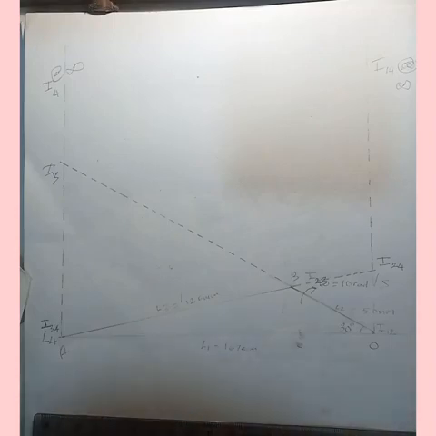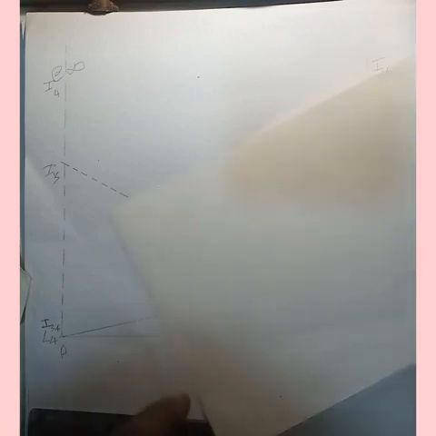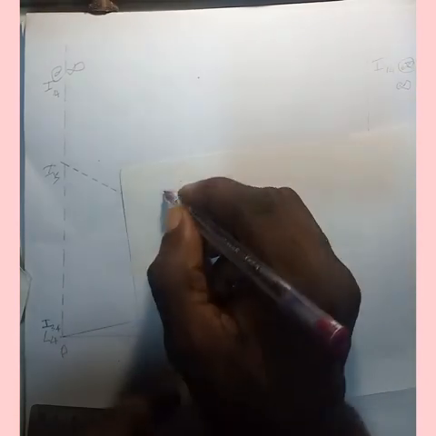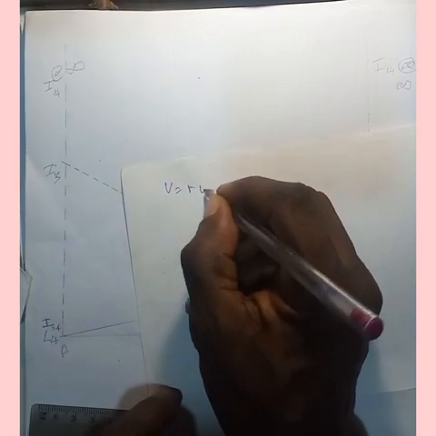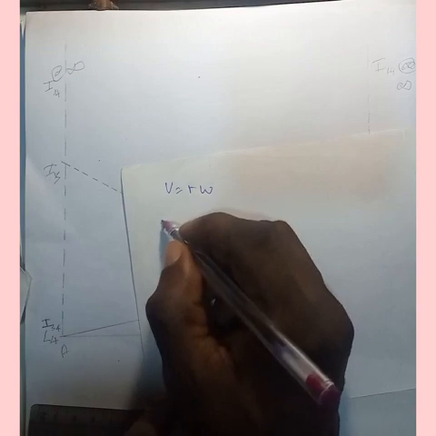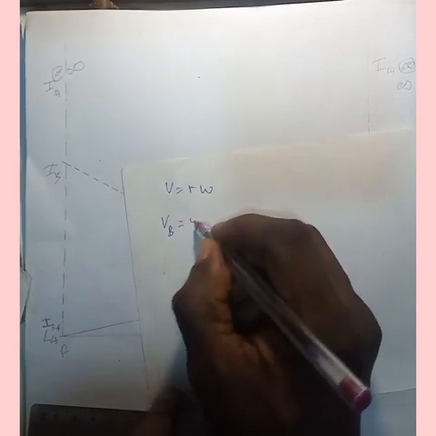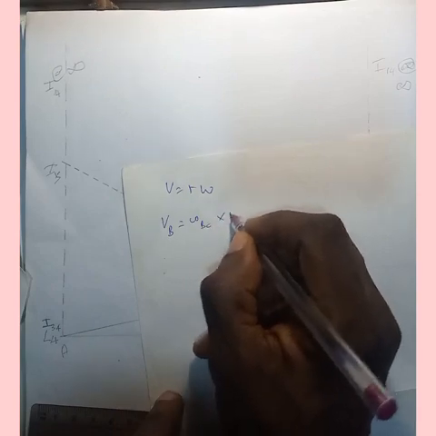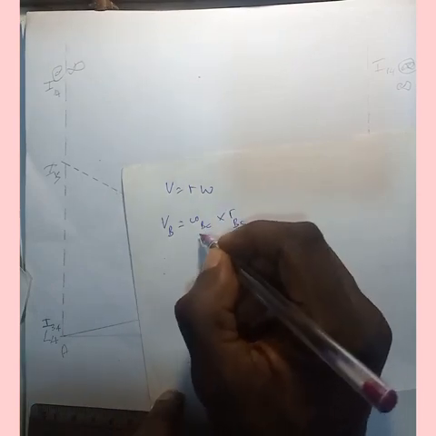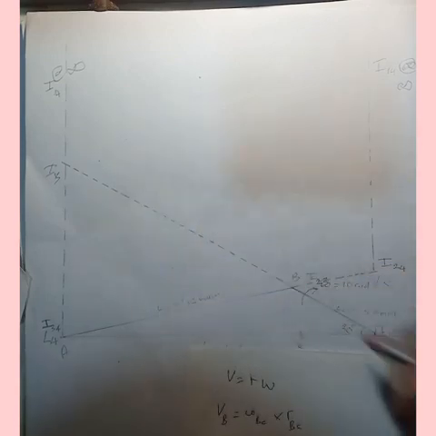Next step is the calculation aspect. So now we know that our V is equal to RW. Now velocity of B is given by omega BC multiplied by radius of BC. Of course, you know that your BC is talking about your crank.